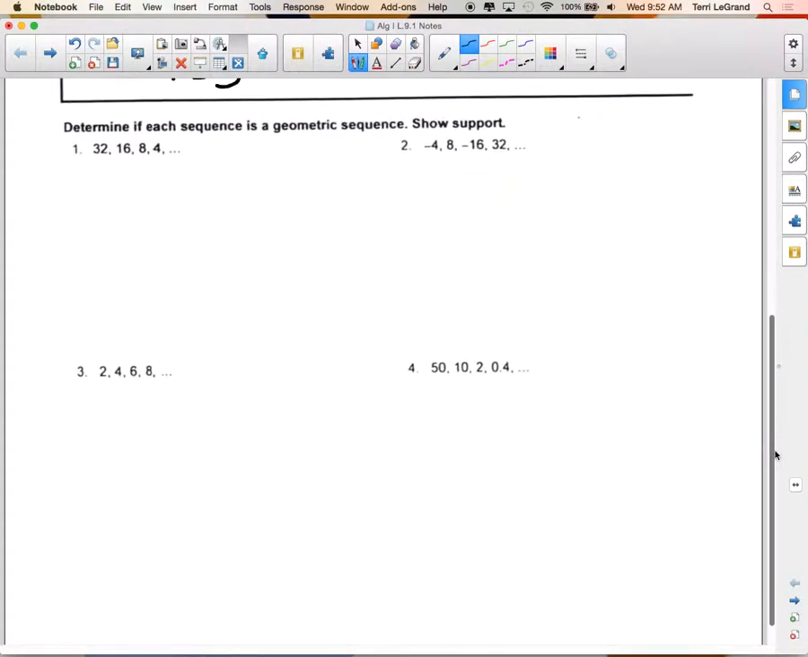Okay, let's take a look at some of the kinds of things you're going to do today. Determine if each sequence is a geometric sequence. Show support.